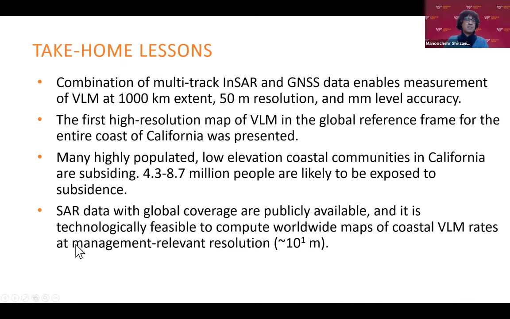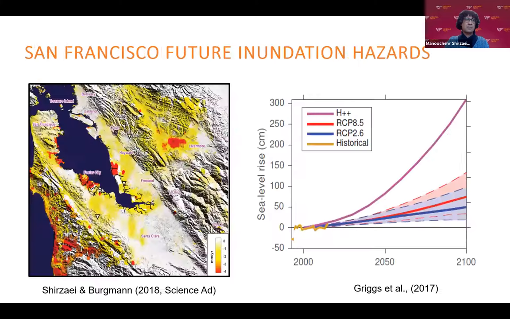And the last point is extremely important. I want to highlight that SAR data with global coverage are publicly available, and the technology is available to do the computation and create vertical land motion for the entire world coast. However, it hasn't been done, and it requires support from private and public funding agencies to make it happen, to carefully assess the risk and hazard associated with vertical land motion.